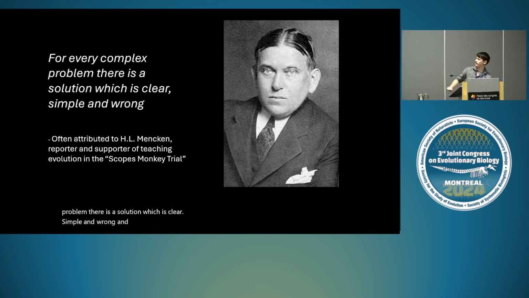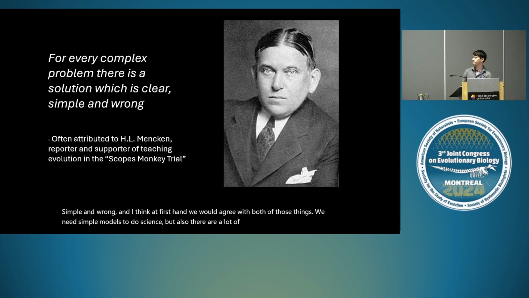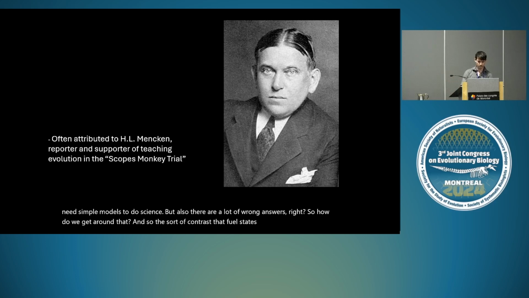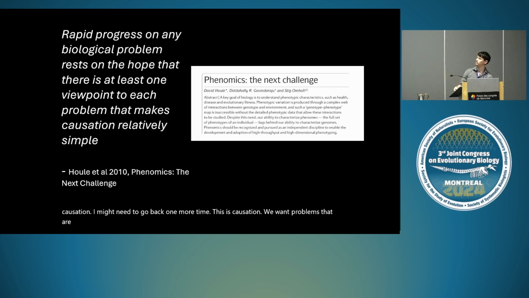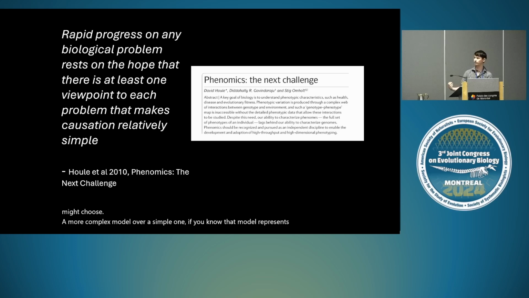And I think at first hand we would agree with both of those things. We need simple models to do science, but also there are a lot of wrong answers, right? So how do we get around that? The contrast that Whewell states that Mencken doesn't is causation. We want problems that are simple but are also consistent with a biology that we understand. Sometimes you might choose a more complex model over a simple one if you know that model represents something that you already know about the world.